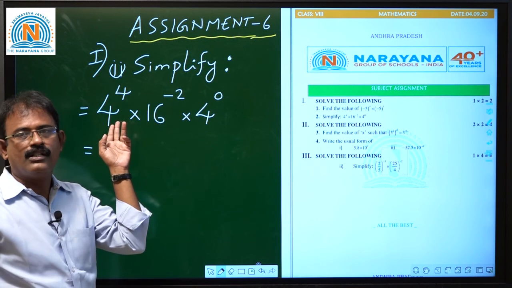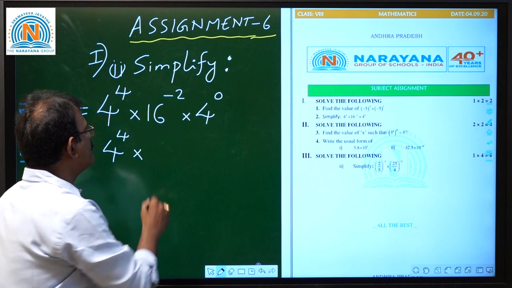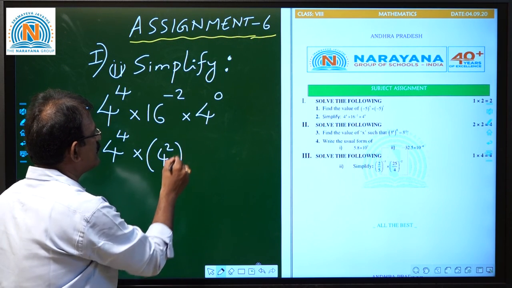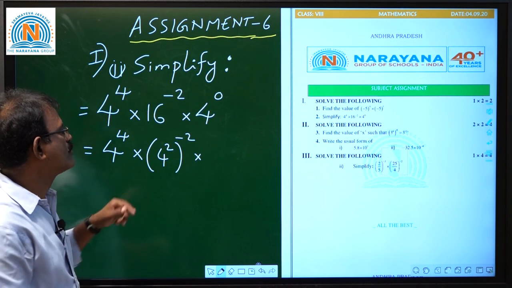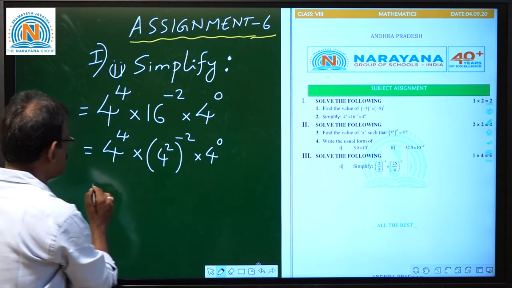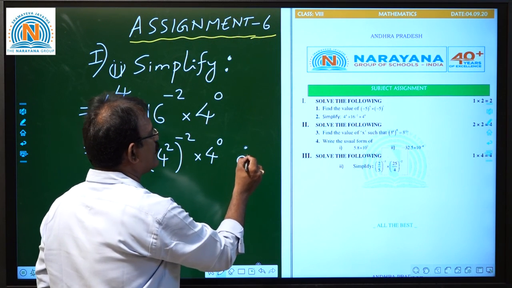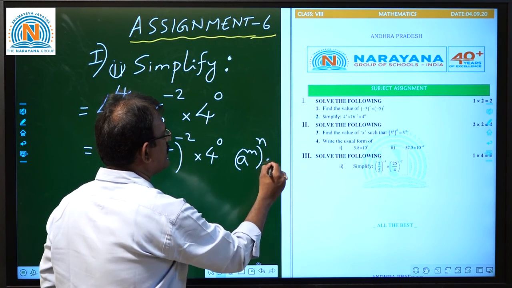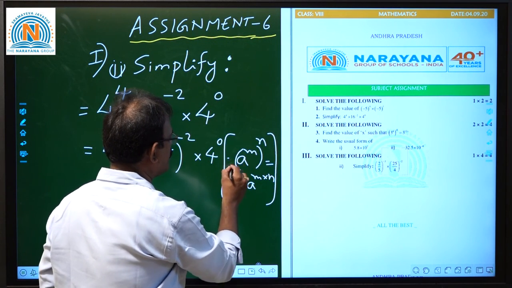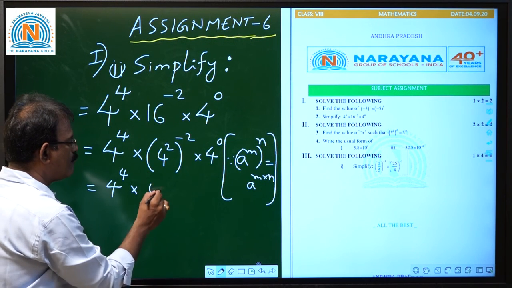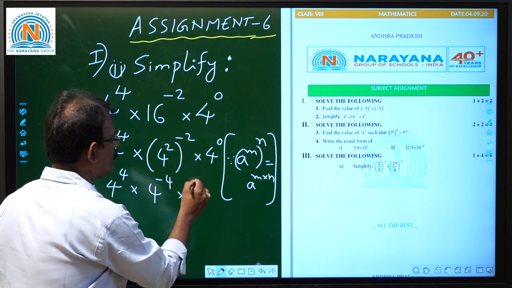See here, 4 to the power of 4 keep as it is. 16 can be written as 4 4s are 16, you know very well. So I can represent in base exponent form 4 square. 4 power 0 will keep as it is. So this is in the form of (a^m)^n is equal to a^(m into n), children. So this is 4^(2 into -2), which is 4^(-4), into 4^0.